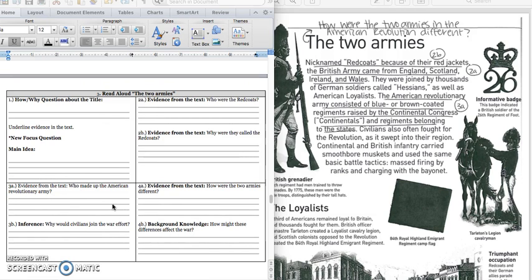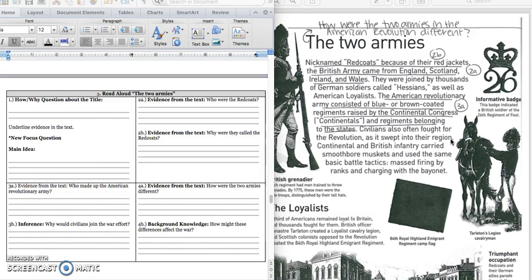It says, why would civilians join the war effort? And if we go back in our text, it says civilians also fought for the revolution as it swept into their region. And so we know that civilians fought because the British Army came to their town. And so they had to fight the British Army away, so that the British Army would leave. So they were kind of forced to fight if the British Army came to their town. So in 3B, we would write, civilians might join the Revolutionary Army because the war was happening in America. Civilians were being affected by the war because it took place at home. Press pause to write down your answer and play when you're ready for box 4.